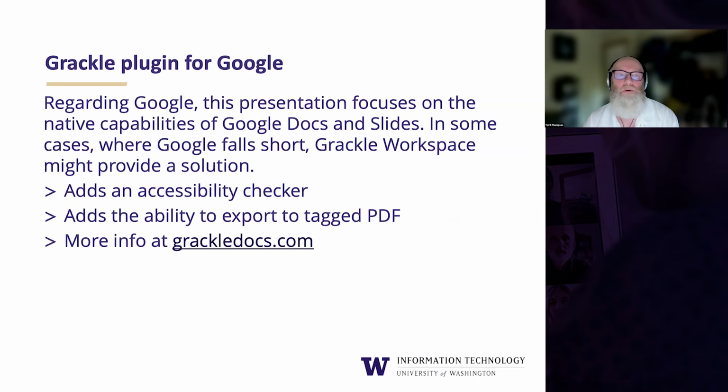Also, just a note, Google does not do some things. In Docs and Slides, you don't have an accessibility checker. Historically, you have not been able to export to a tagged PDF, but Grackle is a plugin that fills those gaps. You can learn more about that at grackledocs.com. We have chosen not to report on it, other than in a couple of places where we do mention what Grackle can do, but generally we're just looking at the native capabilities of Google. When we talk about Google, we're not talking about Google with the Grackle plugin.